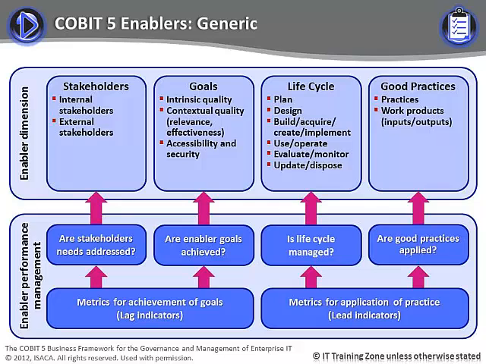This diagram, its structure and contents are important. You need to be very familiar with them when you take the exam. We'll take a closer look at each of these dimensions over the next few screens.